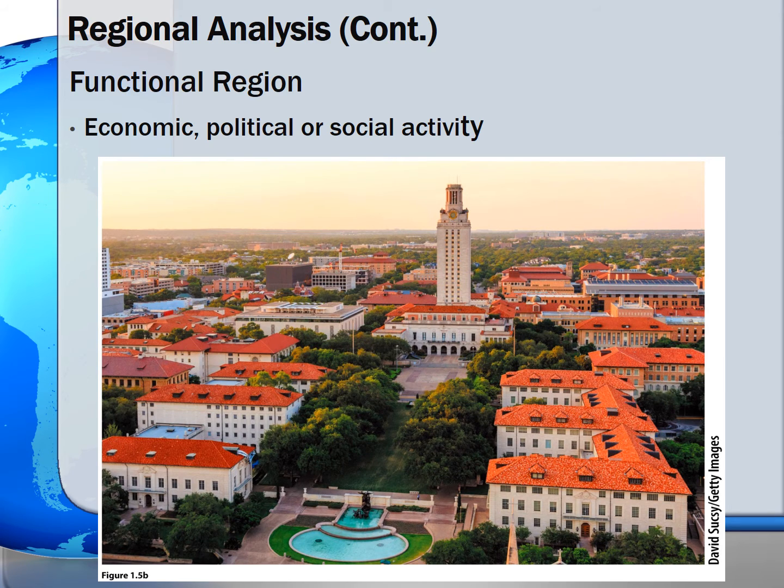A functional region is an area unified by a specific economic, political, or social activity. For example, the book uses a college campus. In functional regions, there's at least one node, like the president's office or main building. A school district, water treatment district, and a city or state are other examples of a functional region, like the city of Pittsburgh, Pennsylvania, or the state of Indiana.